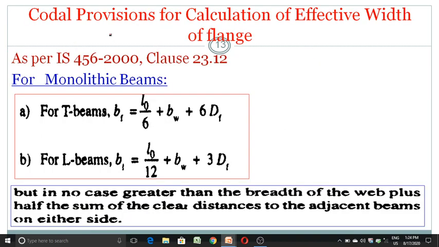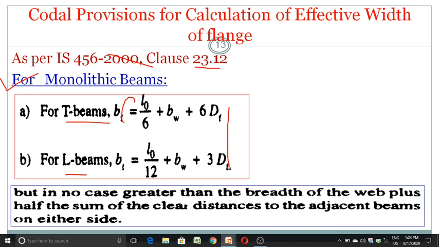Let us go to the next point, the Codal provision for calculation of effective width of the flange. According to IS 456-2000, clause 23.1.2, for monolithic T-beams the formula is BF equals L0 by 6 plus BW plus 6 into DF. Similarly, for monolithic L-beams, BF equals L0 by 12 plus BW plus 3 into DF.